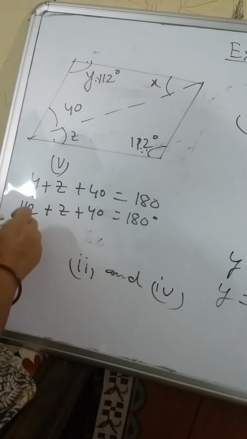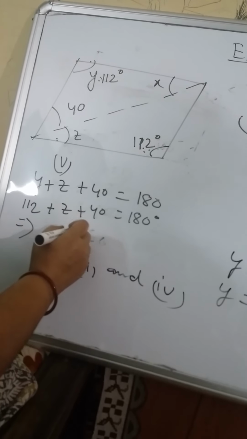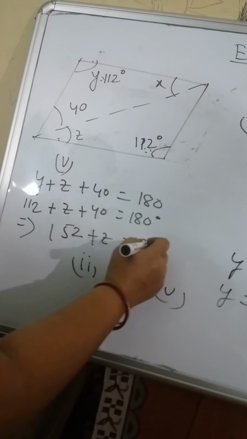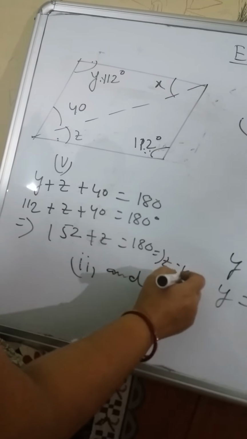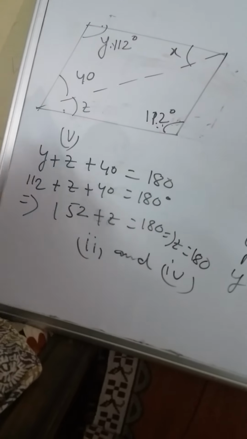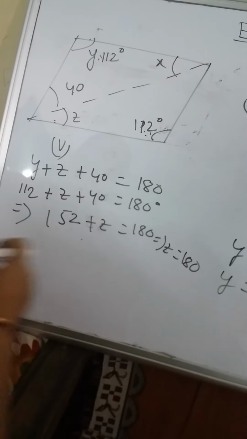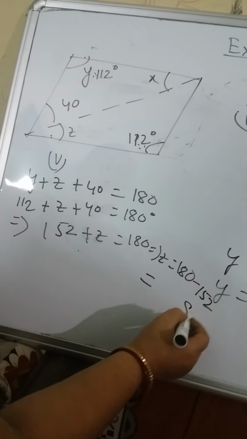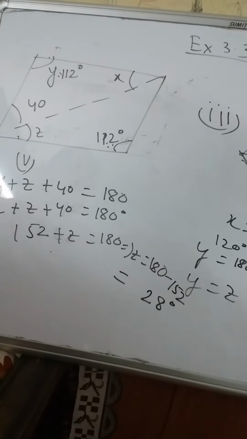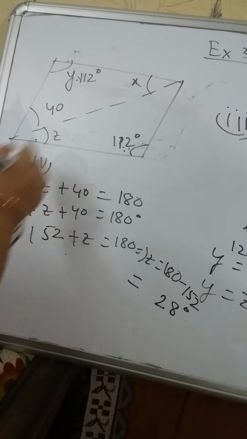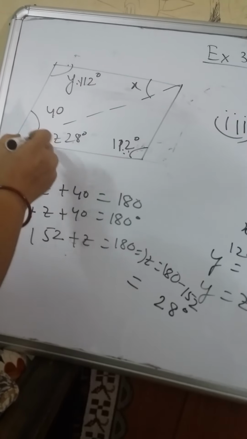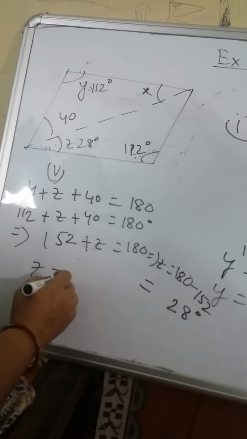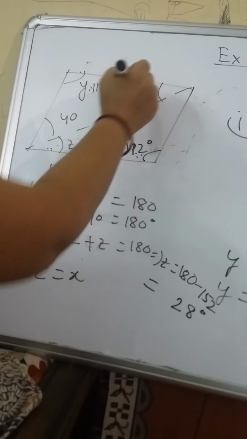So 152 plus z equals 180. So z equals 180 minus 152, which is 28 degrees. So z equals 28 degrees. And z and x are alternate interior angles. So z equals x. So x will be 28 degrees. Thank you.